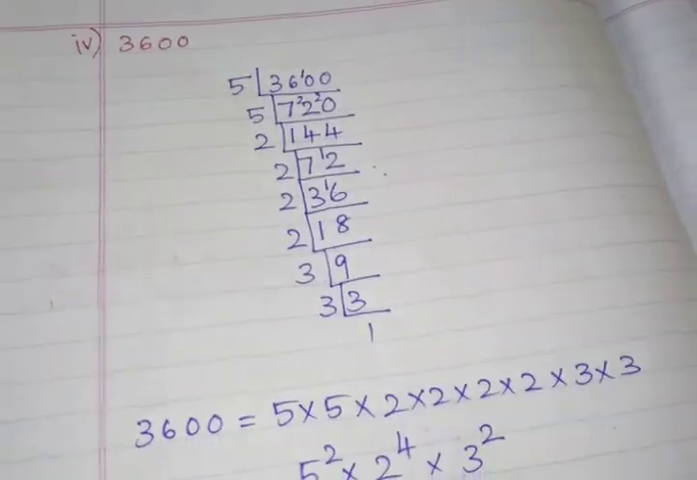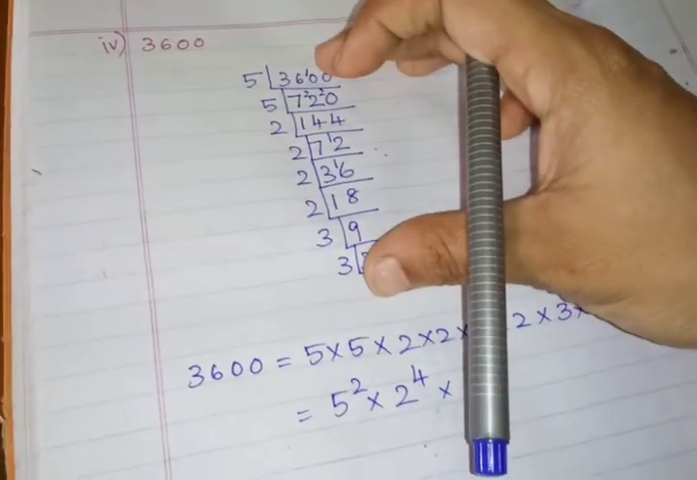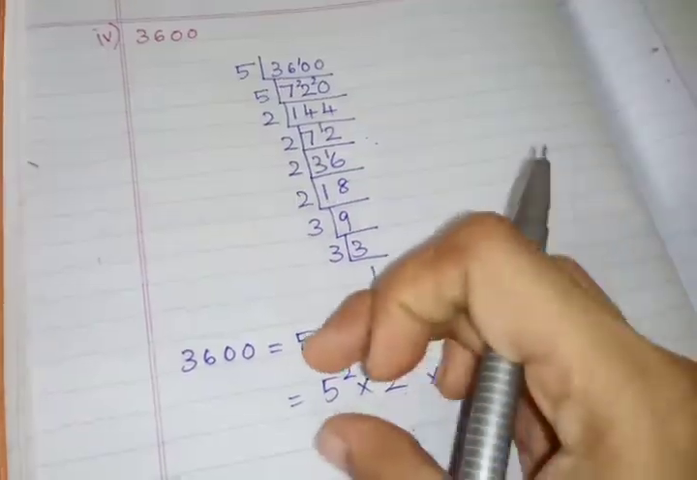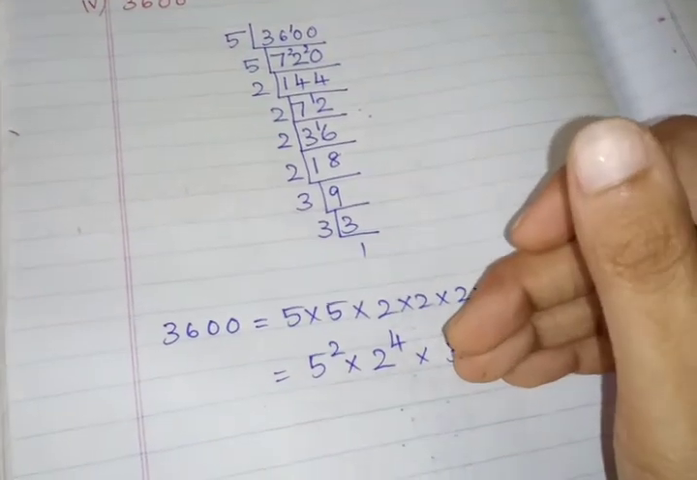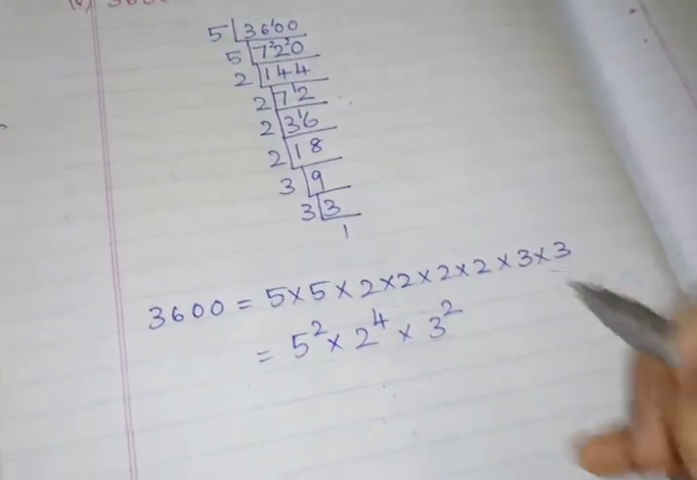So this is how, first, you should find the prime factorization of the number and write it. Then you should write it in powers. You should not stop till this. You should write the powers also. This is the only correct answer.